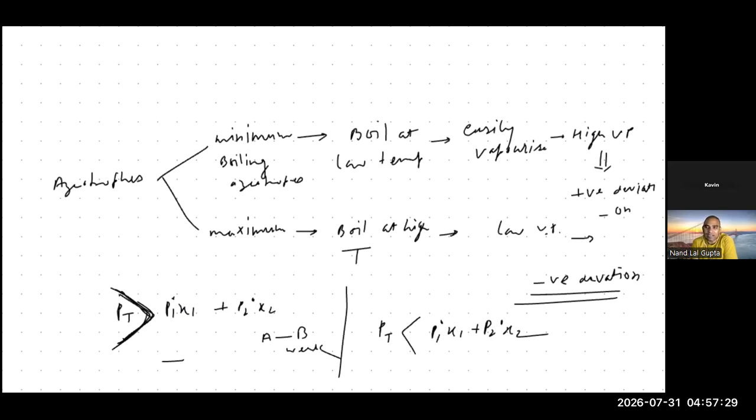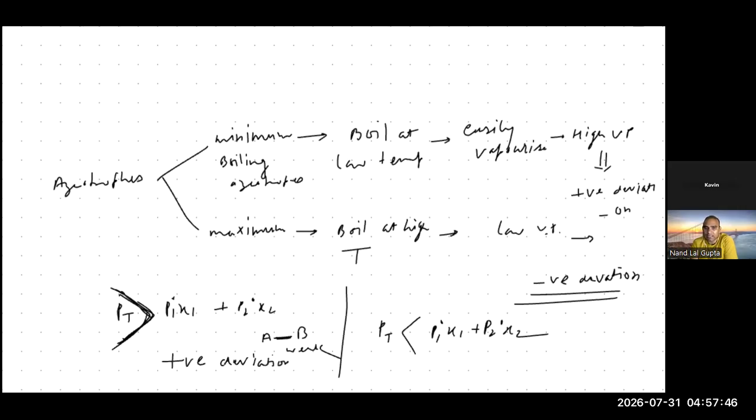Why? Because weak interaction is there. Weak interaction means all the molecules are escaping, so P total is high. So that is going to be positive deviation. Positive deviation. Okay.